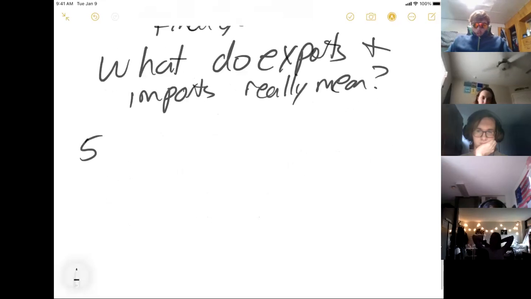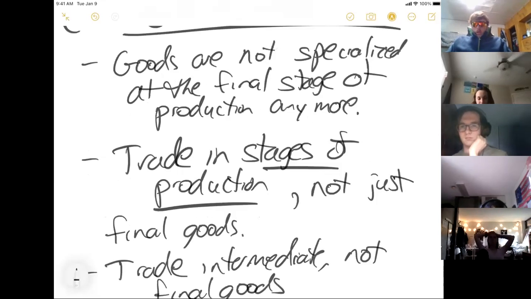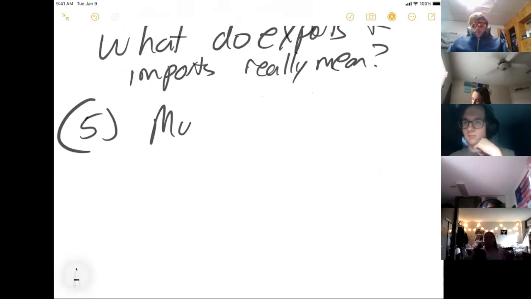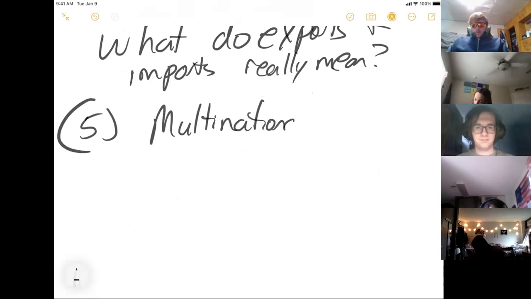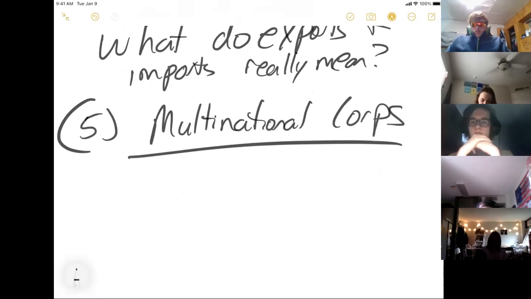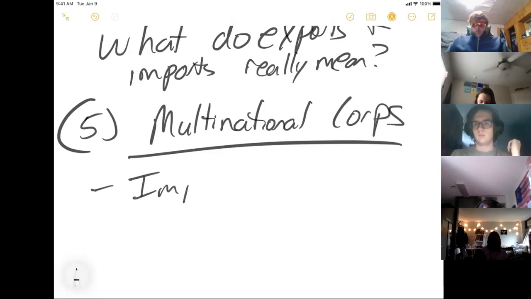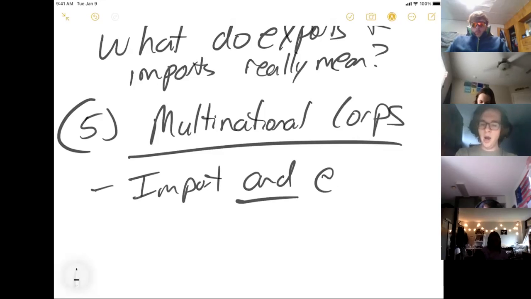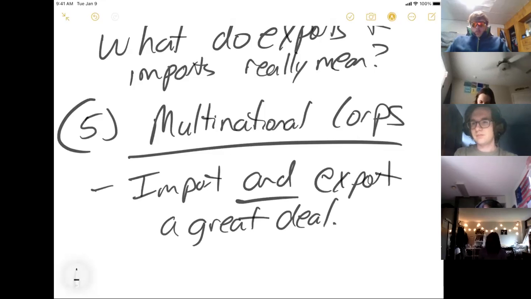Okay. Related to the idea of global supply chains, though, is the idea of multinational corporations. You also have to understand this if you want to have a clear picture of what's happening in international trade nowadays. These are corporations that basically work across borders. Most of the corporations that we're familiar with are in fact multinational corporations. The thing about these firms is that they both import and export a great deal.